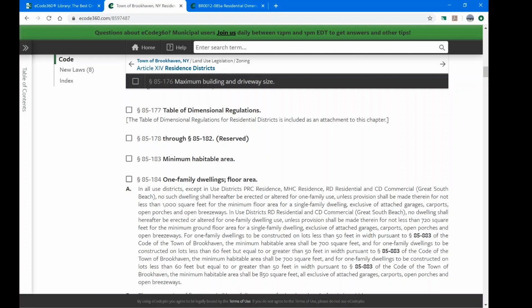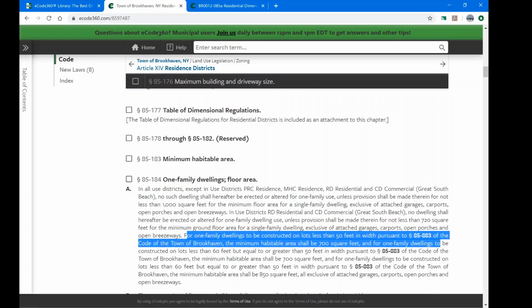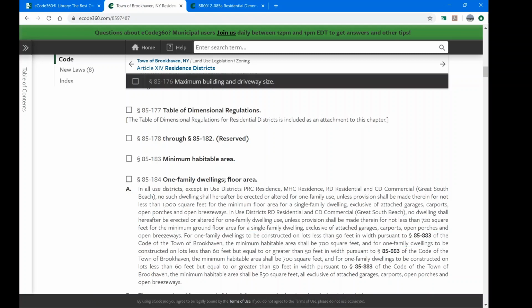This gets very wordy. This is written by attorneys. You have to be able to read it and understand it. So the minimum size of a house in a residential district is 1,000 square feet. If you have a one-family dwelling that's constructed on a lot that's 50 feet wide or less, then you can have a habitable area of 700 square feet. Okay, and then let's see what it says a little bit further down.